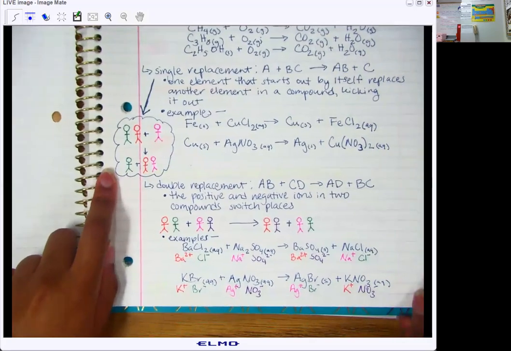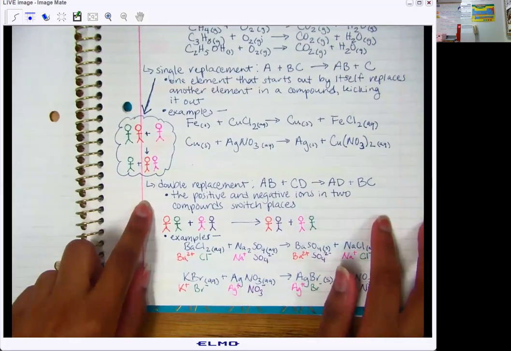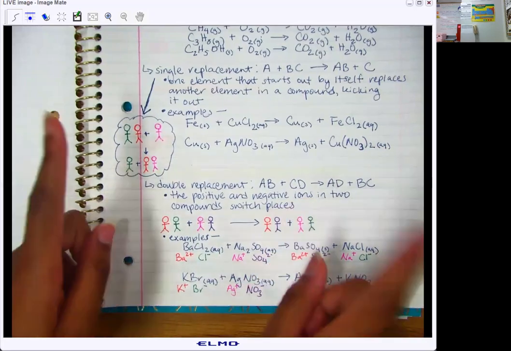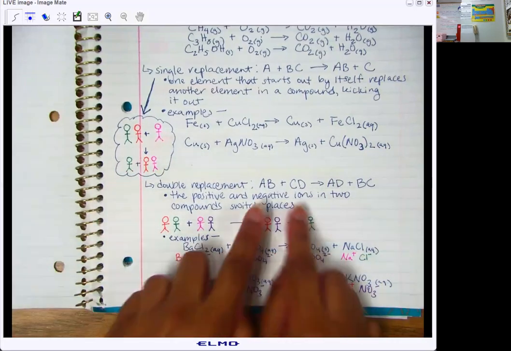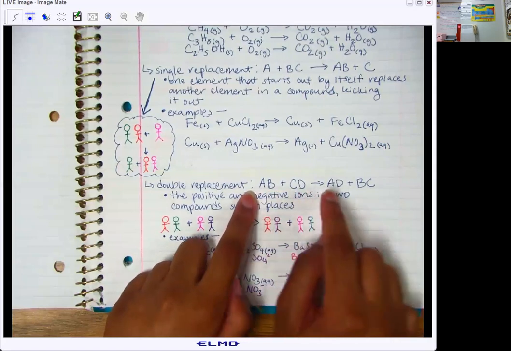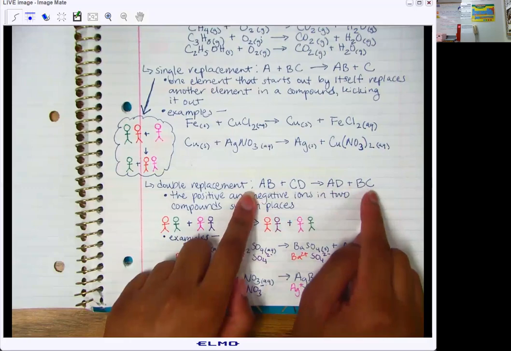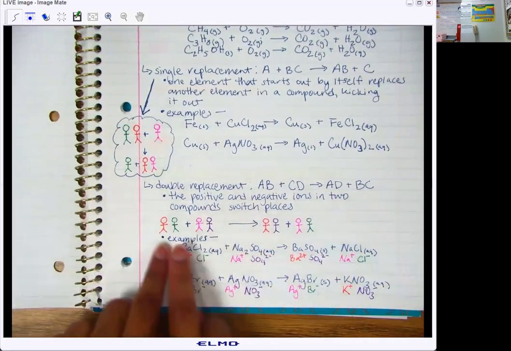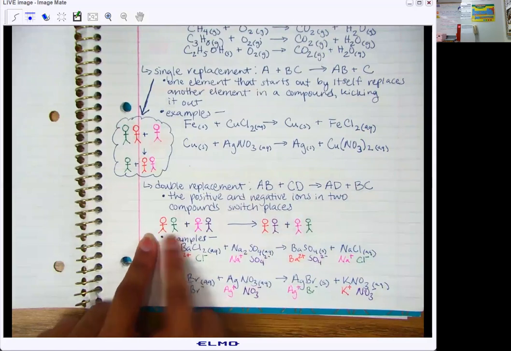All right, the next reaction we have down here is double replacement. This is when the positive and negative ions in two compounds are going to switch places. Here we represent that with this scheme: AB plus CD yields AD plus BC. So you can kind of see that there's a switching of partners happening here. And I love, again, how he represented that with the little stick figures.